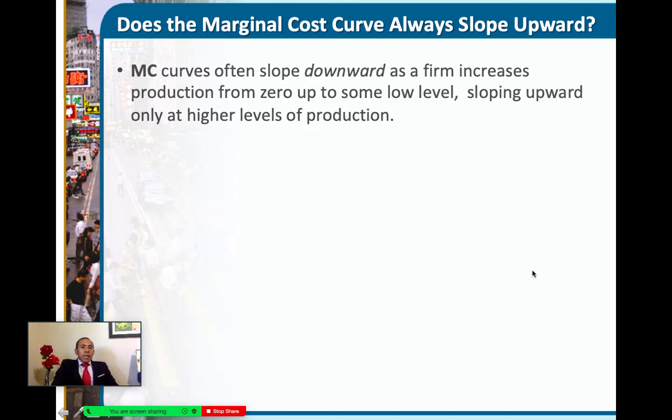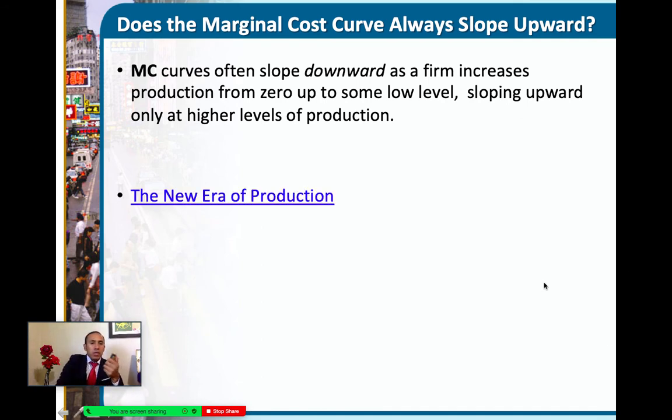Now, the marginal cost curve is not always a linear line, as I mentioned. It often declines first and then it increases after. This is due to economies of scale, or in some situations when costs decline and then begin to rise after. So when you're looking at marginal cost curves, they tend to decline from zero to some production level and then slope upward after a certain point.